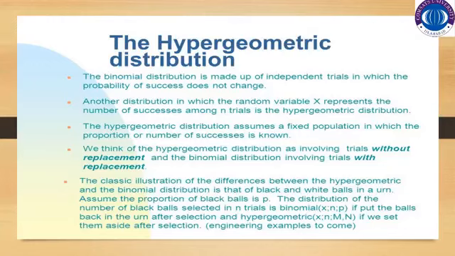The classical illustration of the difference between the hypergeometric and the binomial distribution is that of black and white balls in an urn. Assume the proportion of black balls is p. The distribution of the number of black balls selected in n trials is binomial. This is binomial, where x is the random variable and n and p are its parameters. If we put the balls back in the urn after selection, that is the with replacement sampling. This is basically the with replacement sampling.